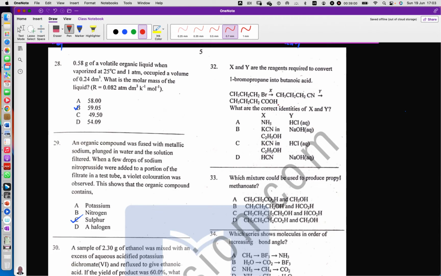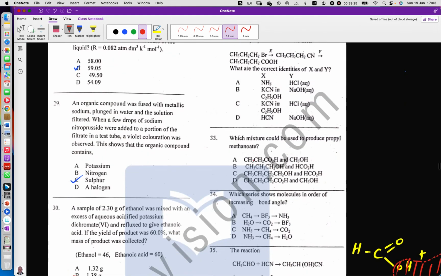So in that case, our right answer here is C. So for 32, our right answer is C.